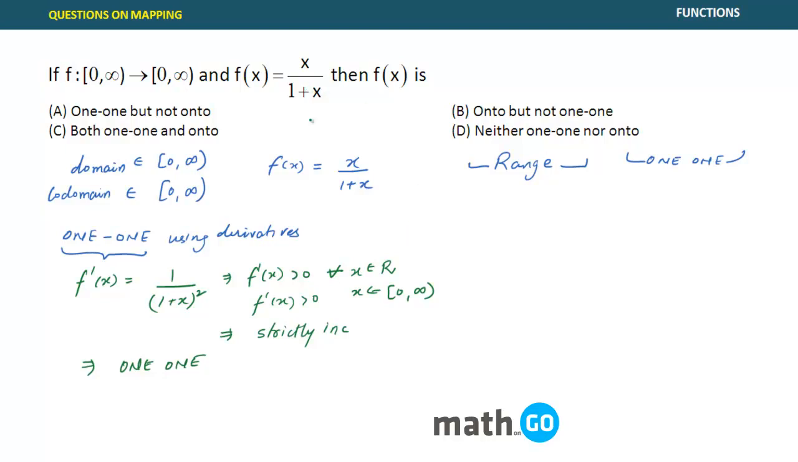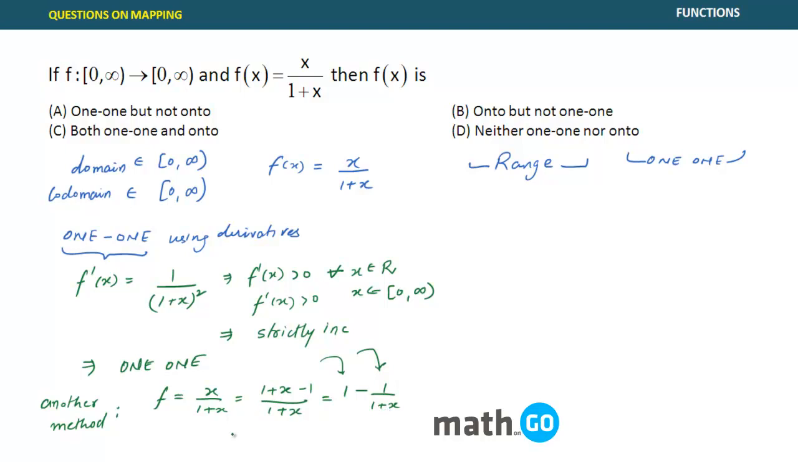There was another method, without even getting to the graph, a very common sense method. If you can get hold of it, f(x) is equal to x upon 1 plus x. What I can do is add 1 and subtract 1, and this will reduce to 1 minus 1 by (1 plus x). So if you can see, this is a constant and this is a variable. If you put a unique value of x, you will get a unique value of 1 by (1 plus x). So different x will return different y, that's for sure.